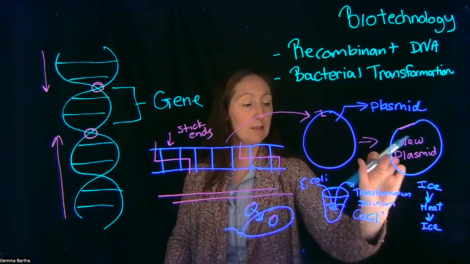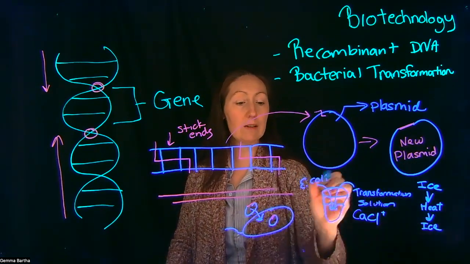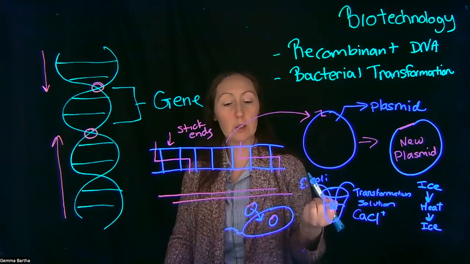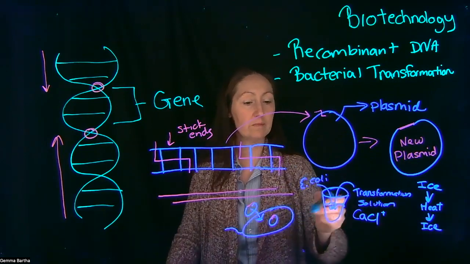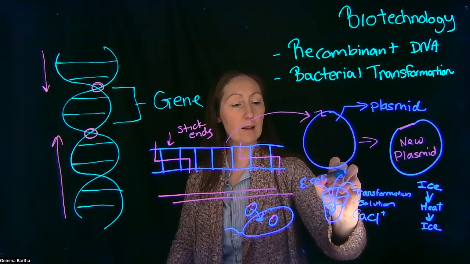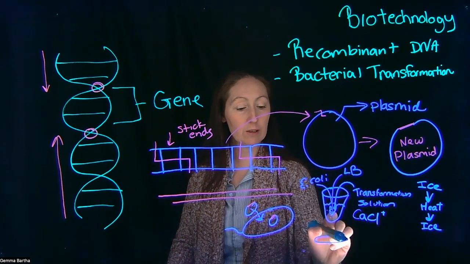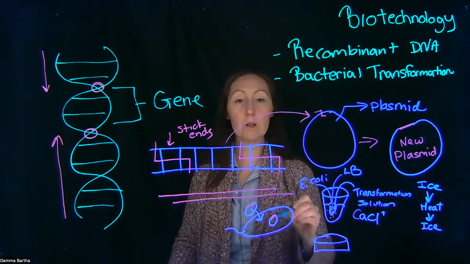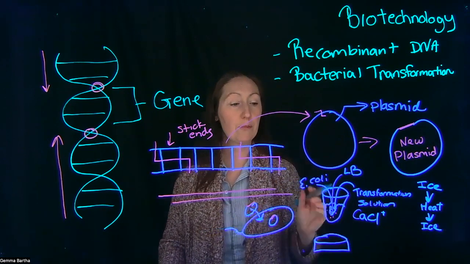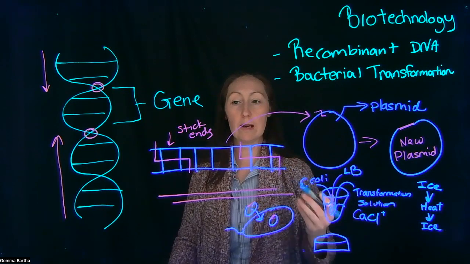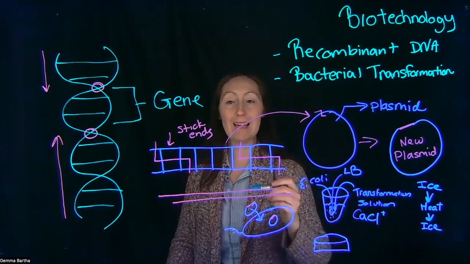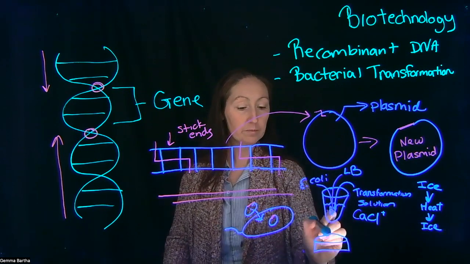And then what are we going to do? So we've done ice, heat, ice, and then we've got to give it some luria broth. Luria broth is like chicken soup for bacteria. It makes them grow and nice and happy. So then you've got LB, which is luria broth. And then you're going to put it on a petri dish, and we're going to grow it. And from there, you are going to be able to then isolate out that particular gene.